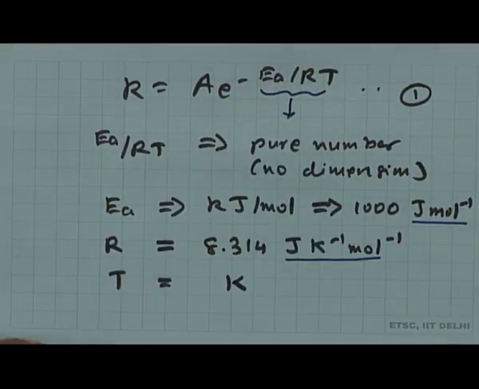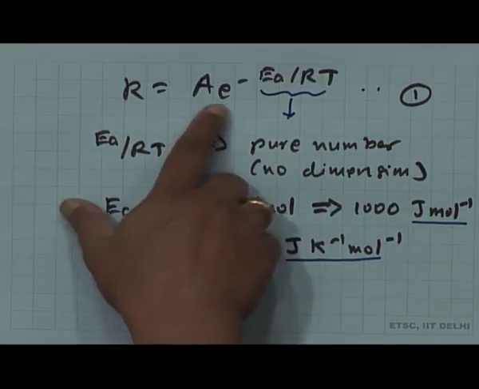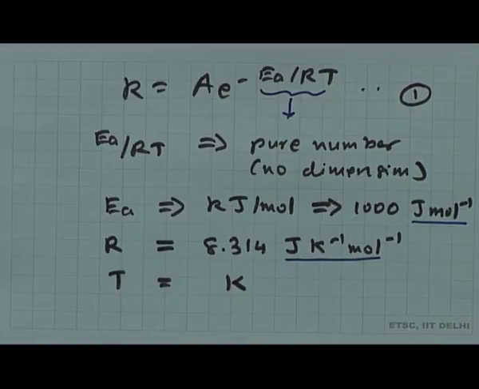Second, if this EA by RT is the power in the exponent, what you immediately keep in mind is that this has to be dimensionless. Now, for some reason, suppose you are doing something very hurriedly, you are rushing through, and you write down the expression somewhere where you say that k is equal to A e to the minus EA over R, or EA over T, and say you have forgotten, you are wondering whether this equation is right or wrong.